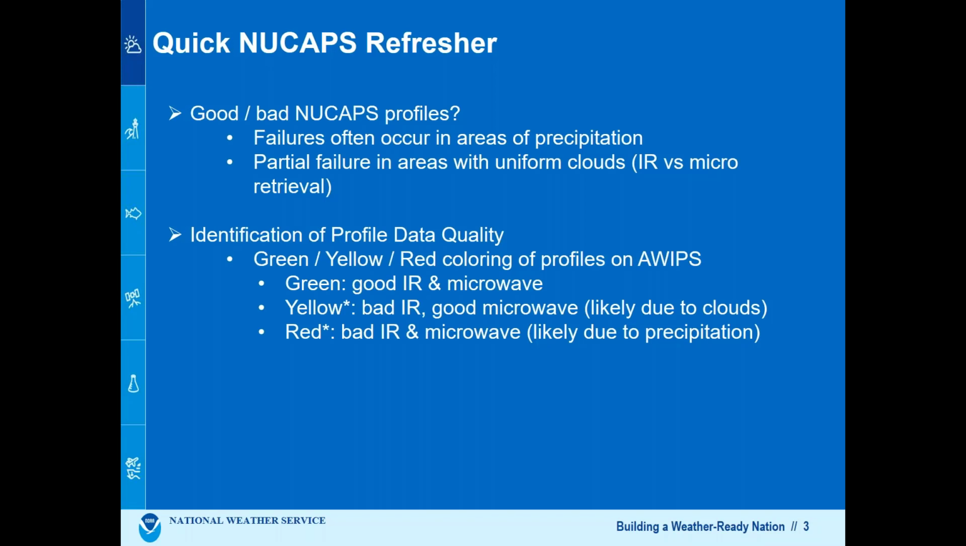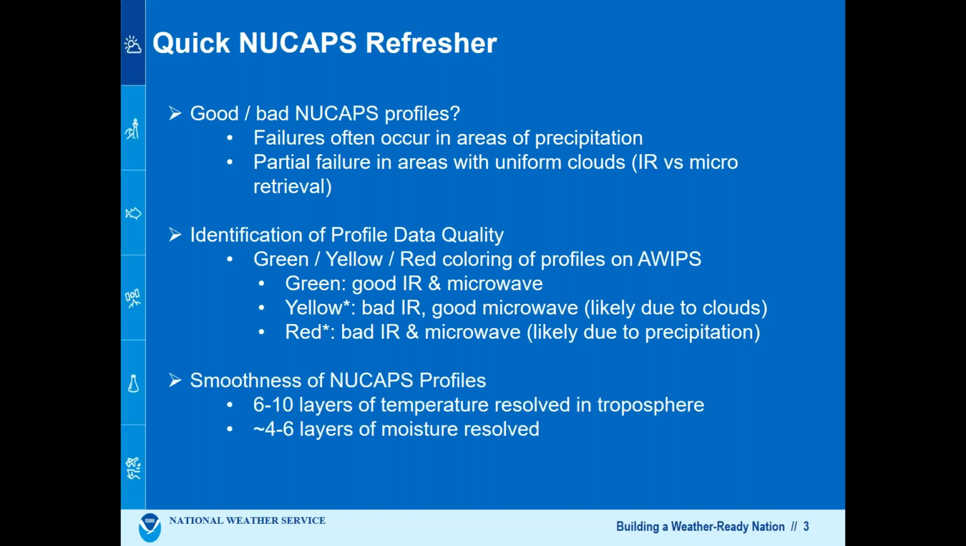Yellow indicates problematic IR retrievals, and again, this is likely due to clouds and more of a uniform cloud cover. And then the red data indicates bad IR and microwave retrievals due to rainfall. But the other thing to keep in mind is that above the rainfall, the data is still quite useful, especially for aviation purposes, especially in the top of the troposphere, the tropopause area, and then even the stratosphere. So looking at the NUCAPS profiles for temperature data is still quite useful.